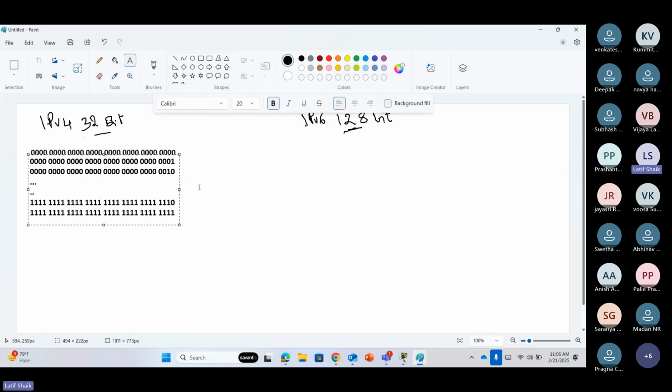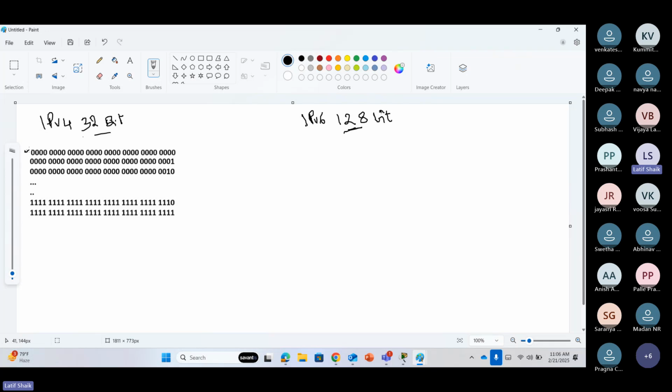This is the last one. This is the starting, all zeros, and the last one is all ones. So this is 32 bits in size, entirely 32 bits. And it keeps on going like 1, 2, 3, 4, 5, 6, 7. But we are not writing IP addresses like this.